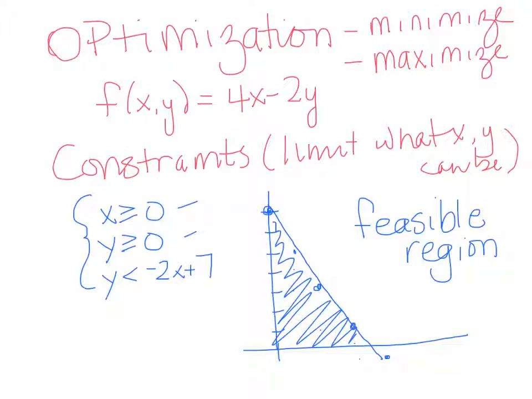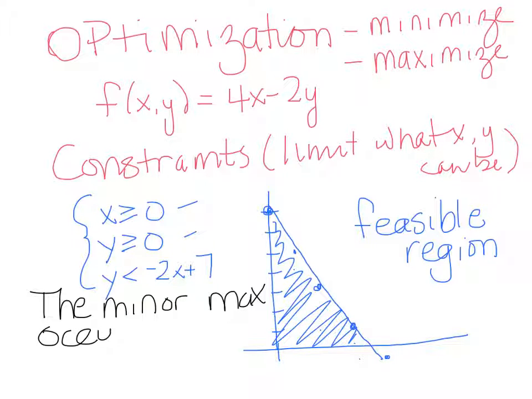So we have to make sure x and y lie in there. Now here's the interesting part about all this. You've got to get really pumped up about this. The min or the max occurs at the vertices. That is huge. Whoever came up with this was a genius, okay?